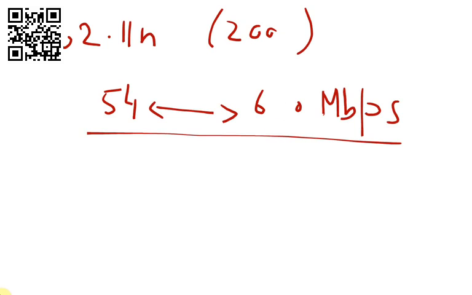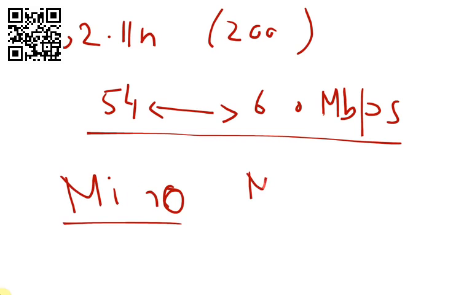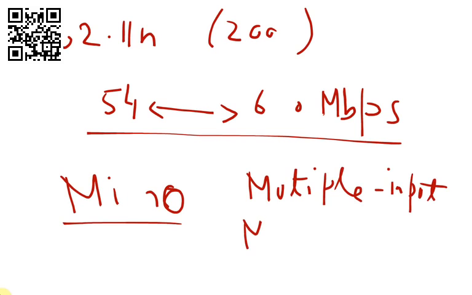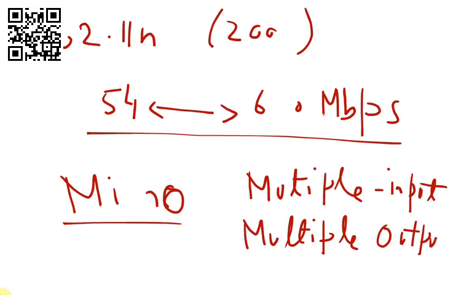And the trick is that these routers use a MIMO based standard, that is multiple input, multiple output. That is, these routers use different antennas at the same time to transfer data, multiple input and multiple output.